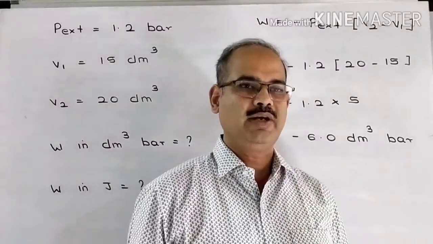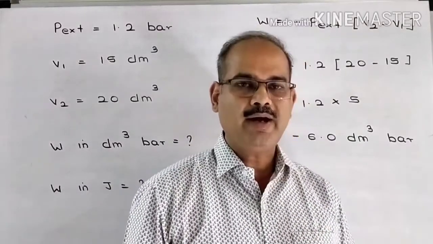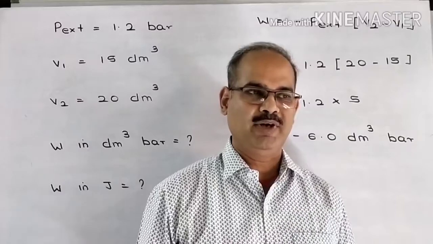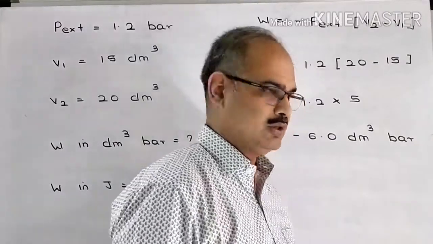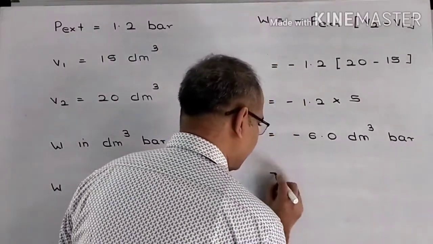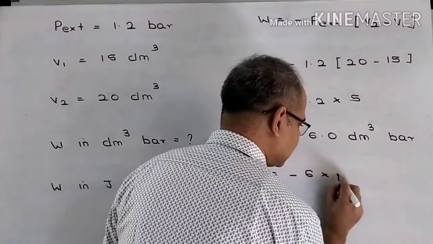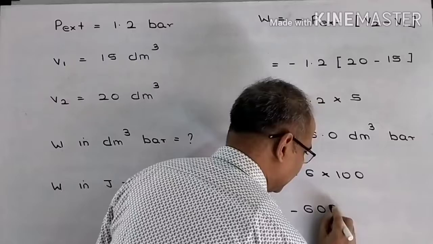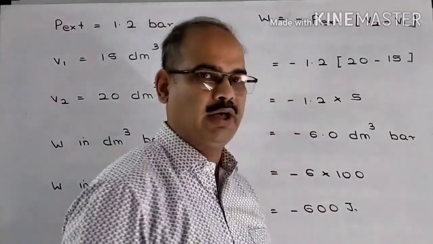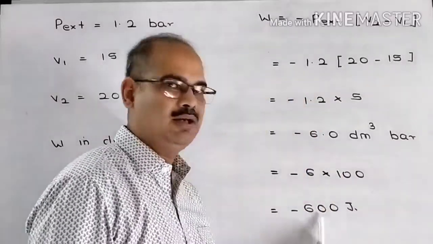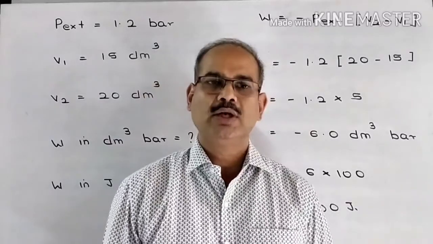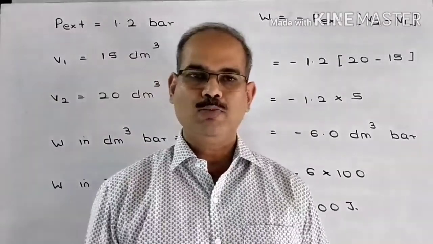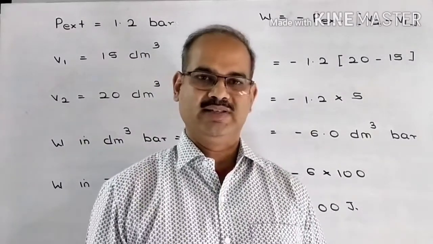Just now we saw the relation: 1 dm cube barometer is equal to 100 joules. So I have to multiply this by 100. So minus 6 into 100 will be equal to minus 600 joules. So work done in joules will be minus 600 joules. A simple problem of 2 marks that can be asked in the board exam.